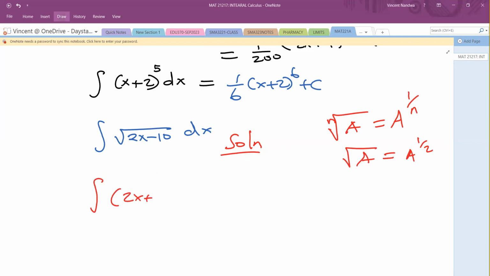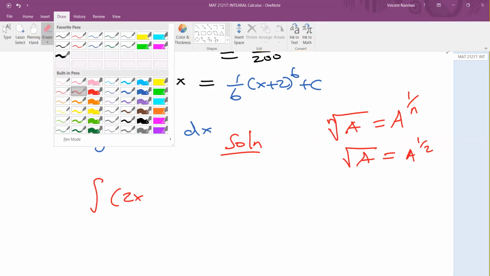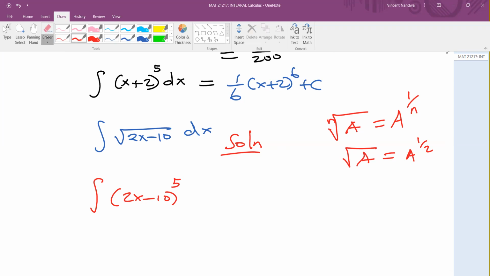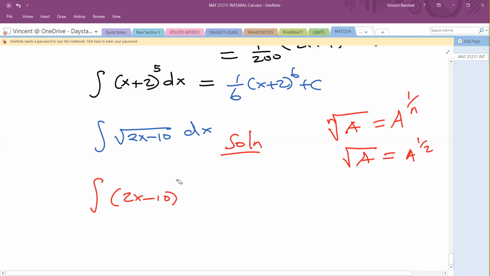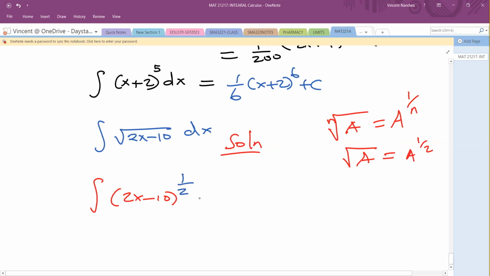the integral of (2x minus 10) raised to power half, dx. So what is our u?